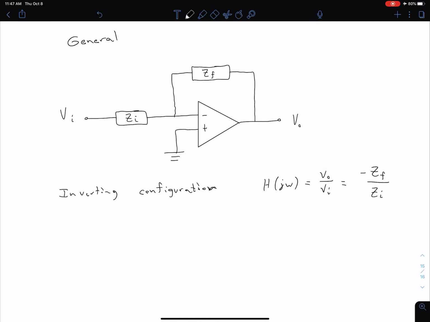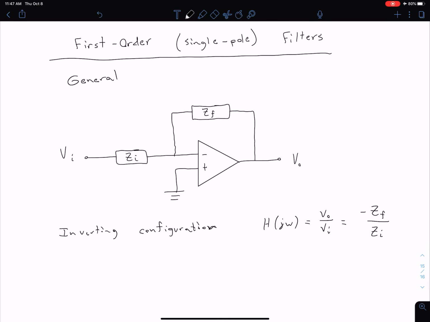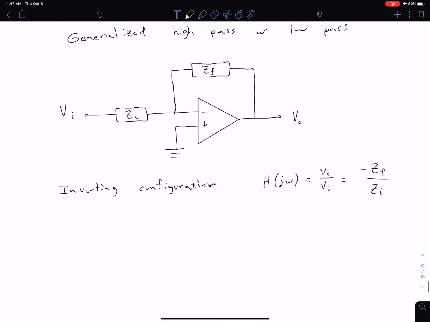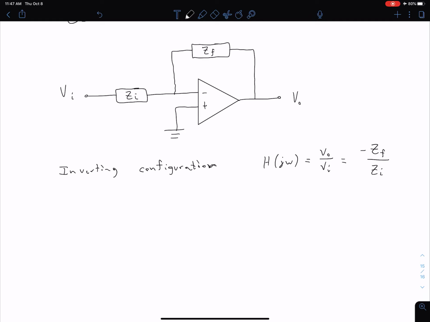And so what we're going to see is, as I've already mentioned, this is a generalized filter. So this is going to be a generalized either high pass or low pass. And whether it's high pass or low pass is going to depend on where we put our capacitor. Because this is an active filter and because I have these impedances, either Zi or Zf will have a capacitor. And remember, we don't have any inductors in these active filters, so all of the imaginary component of our impedance is coming from our capacitor.